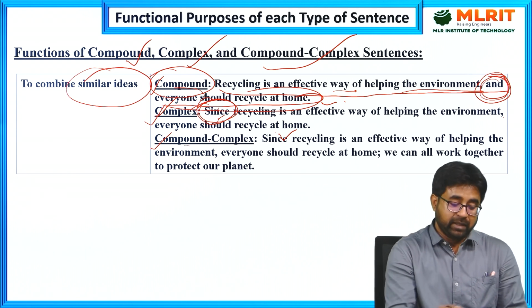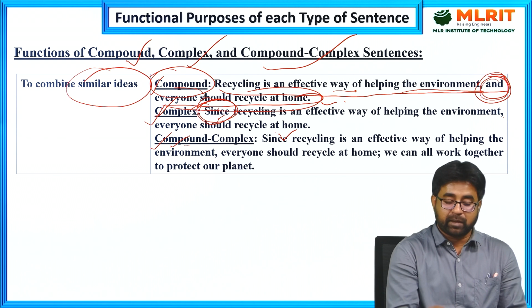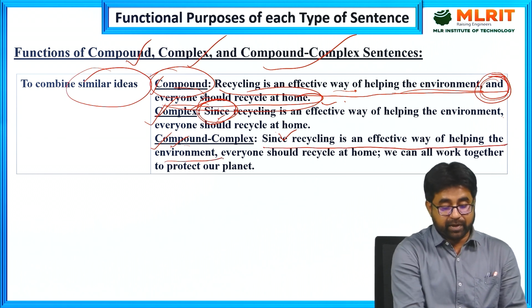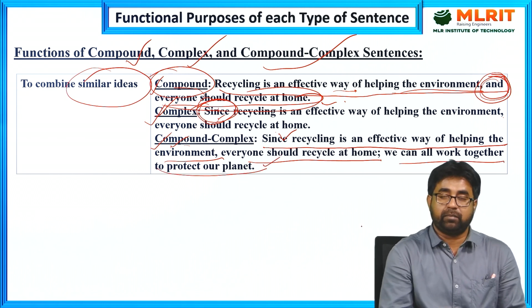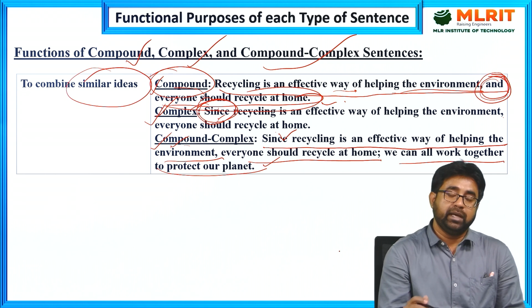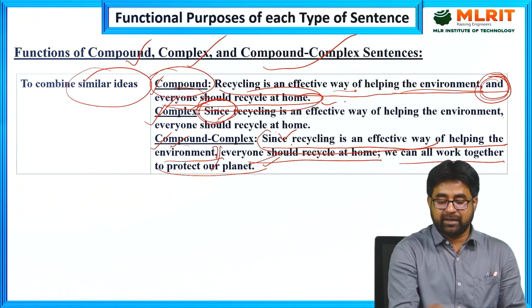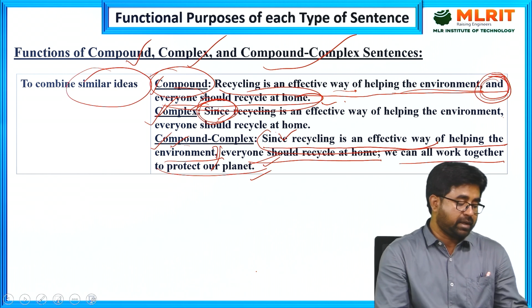Similarly, we can combine similar ideas by using a compound complex sentence. So you can see, since recycling is an effective way of helping the environment, everyone should recycle at home. We can all work together to protect our planet. So I have to add one extra clause because a compound complex sentence requires 3 clauses minimum, 2 independent, 1 dependent. Now you can see this one is the dependent clause and the remaining 2 are examples of independent clauses. So that's why it's a compound complex sentence.